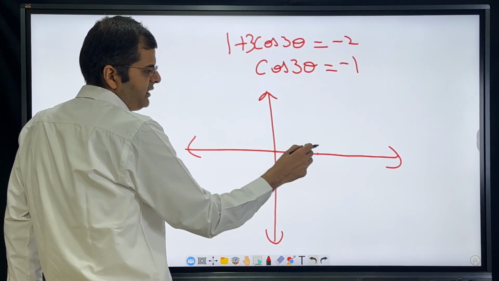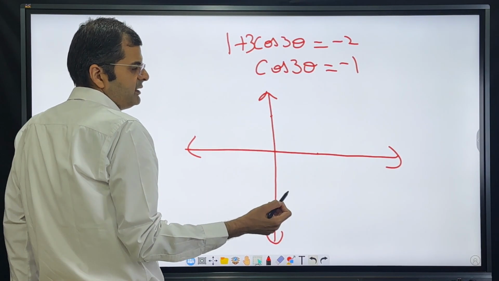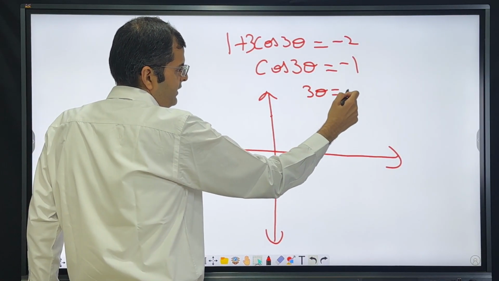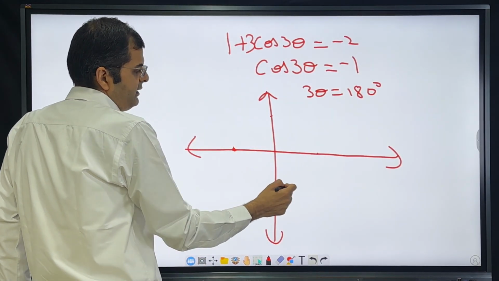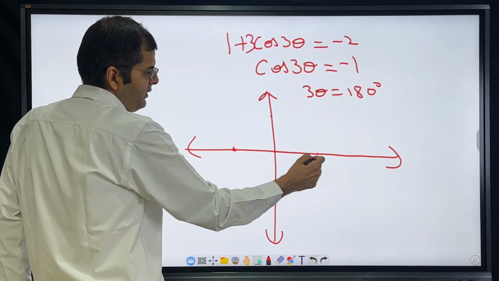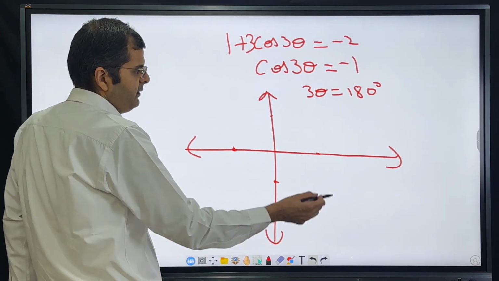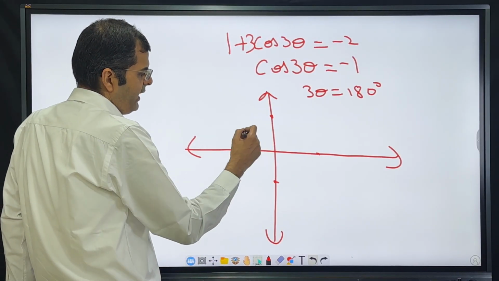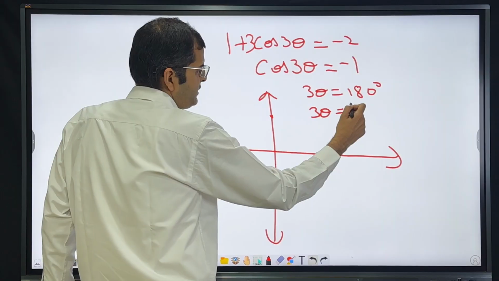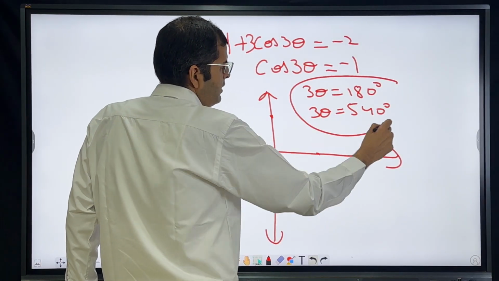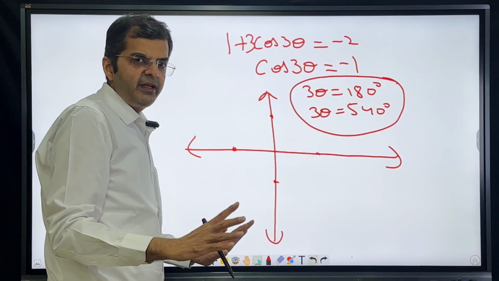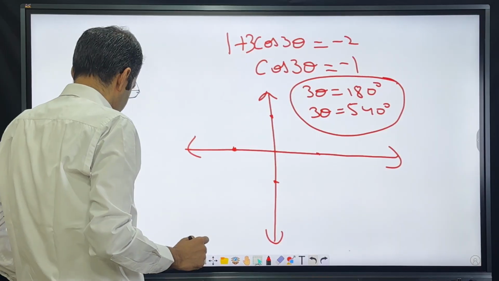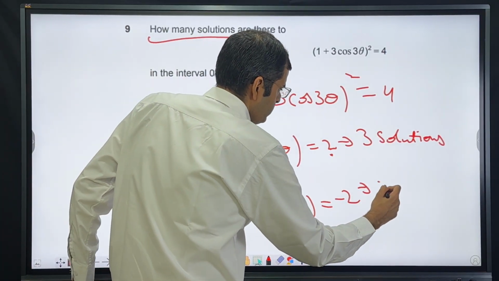So cos at 0 degree is 1. 90 degree is 0. 180 degree it is minus 1. So I get 3 theta as 180 degree as one of the solutions. Then 270 degree it is 0. 360 degree it is 1. 450 degree it is 0, and 540 degree is also minus 1. So 3 theta equal to 540 degree is also a solution. Remember, theta lies between 0 degree and 180 degree. So 3 theta lies between 0 degree and 540 degree. So I get 2 solutions from this equation. So I get 2 possible solutions here.